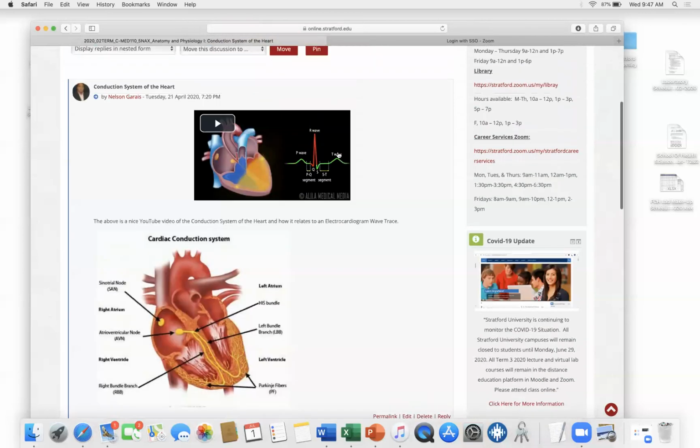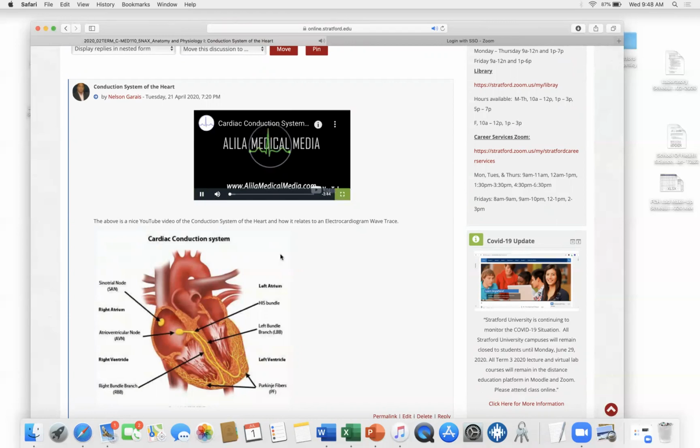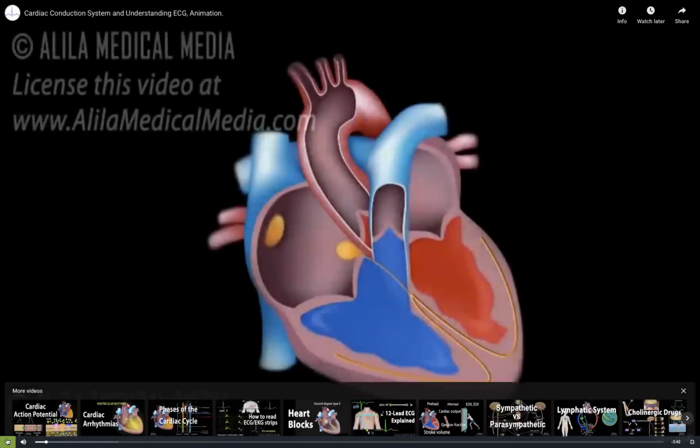Now, if you look at this video, I'm going to let it run in a moment. You could see how the electricity can cause your heart to contract, and we can actually measure that electricity on a machine called your electrocardiogram. I like this video because it makes the correlation between the electricity and the actual physiology of how the heart pumps. Without further ado, here's the video.